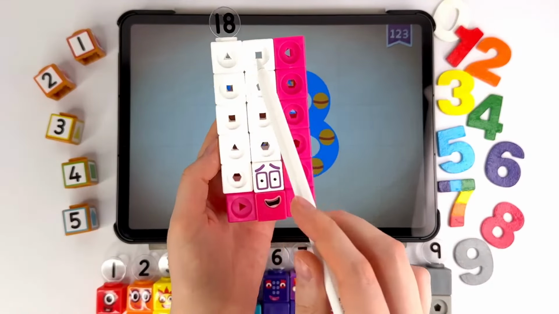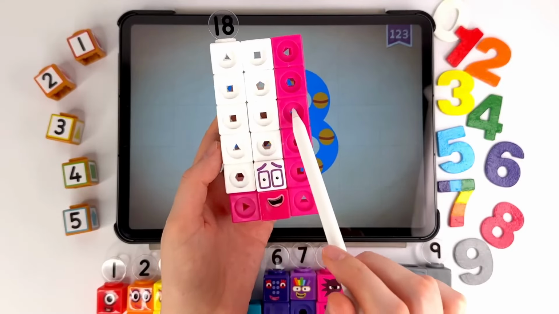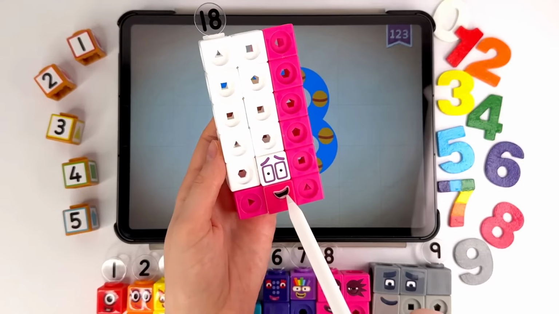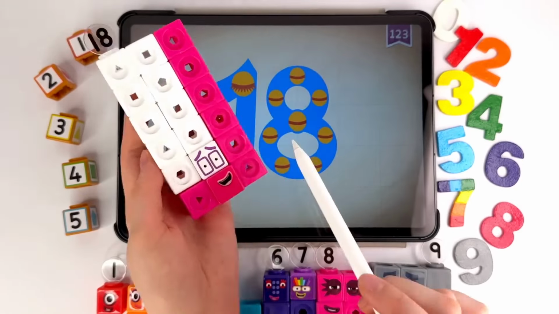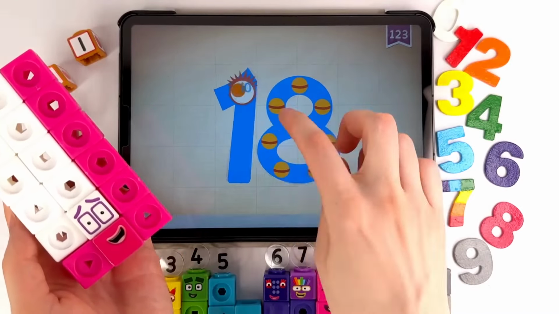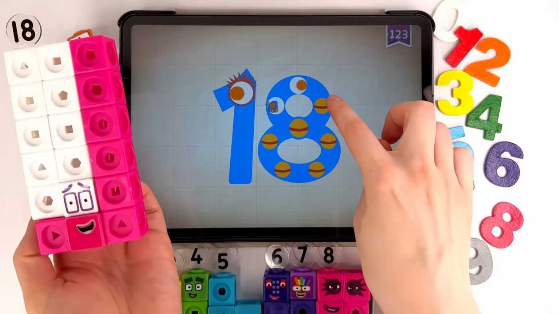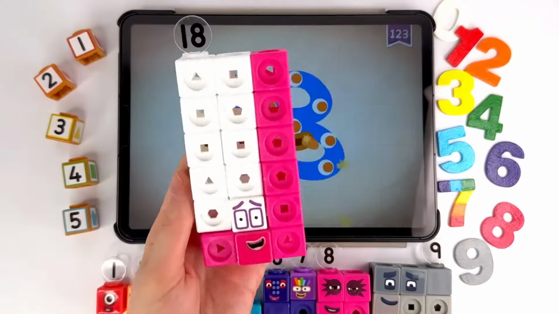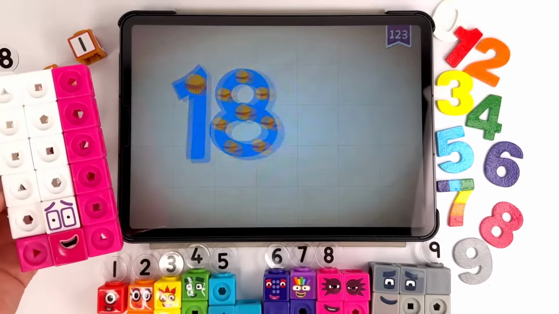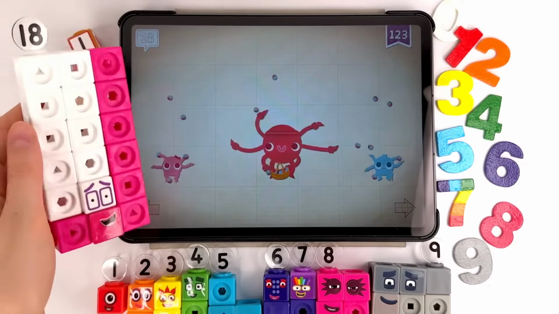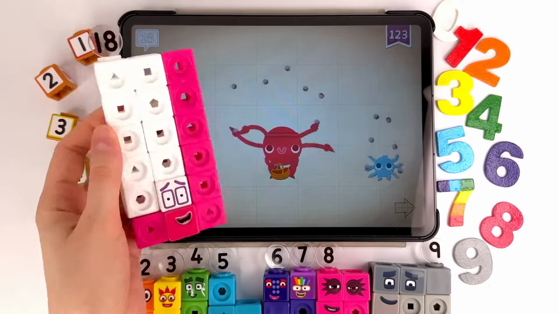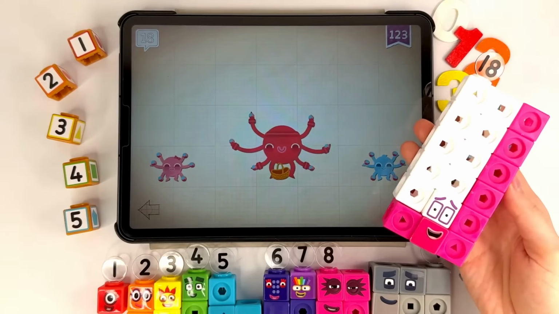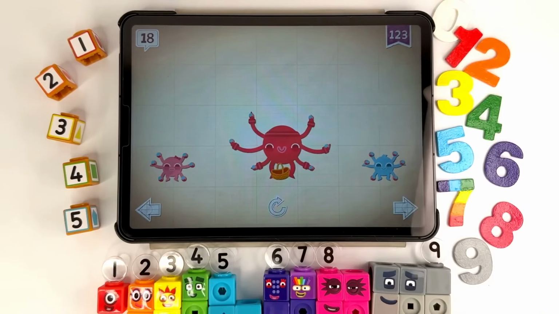Let's count. 1, 2, 3, 4, 5, 6, 7, 8, 9, 10, 11, 12, 13, 14, 15, 16, 17, 18, number 18. 10, 11, 12, 13, 14, 15, 16, 17, 18. Sunny and her two kids can juggle 18 balls together.